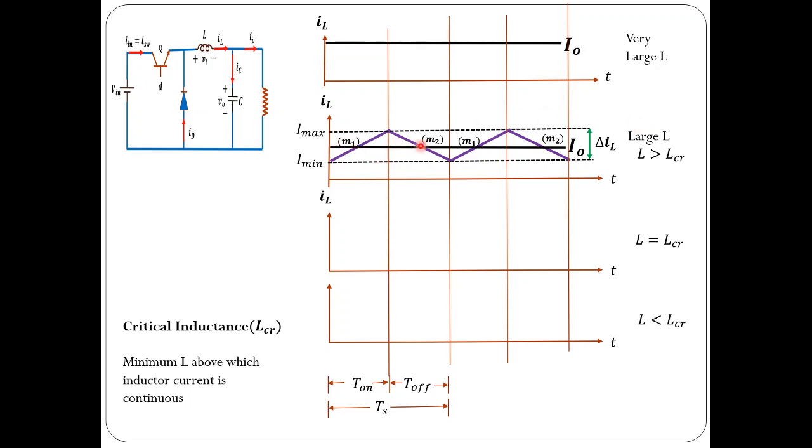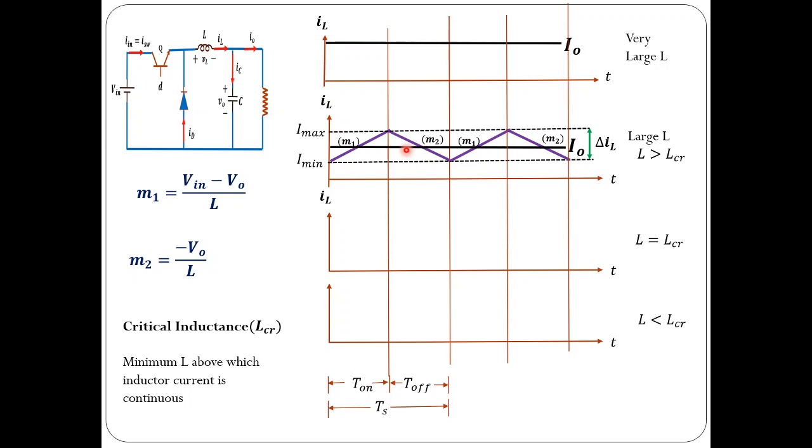The average value is shown here, which is the same as the current through the load. During the on period, the inductor current increases, and during the off period the inductor current falls, with slopes m1 and m2 respectively, where m1 is equal to (V in minus V0) by L and m2 is equal to minus V0 by L. That is what we derived in the previous lecture.